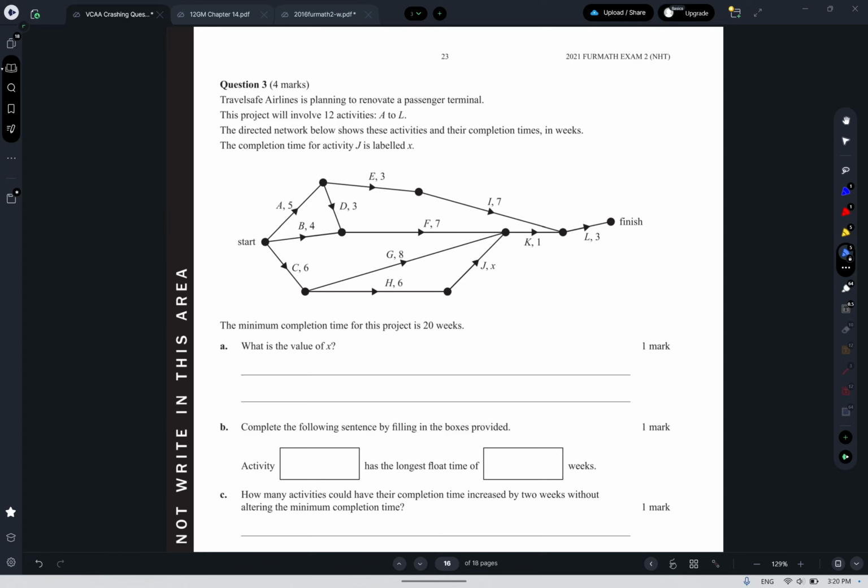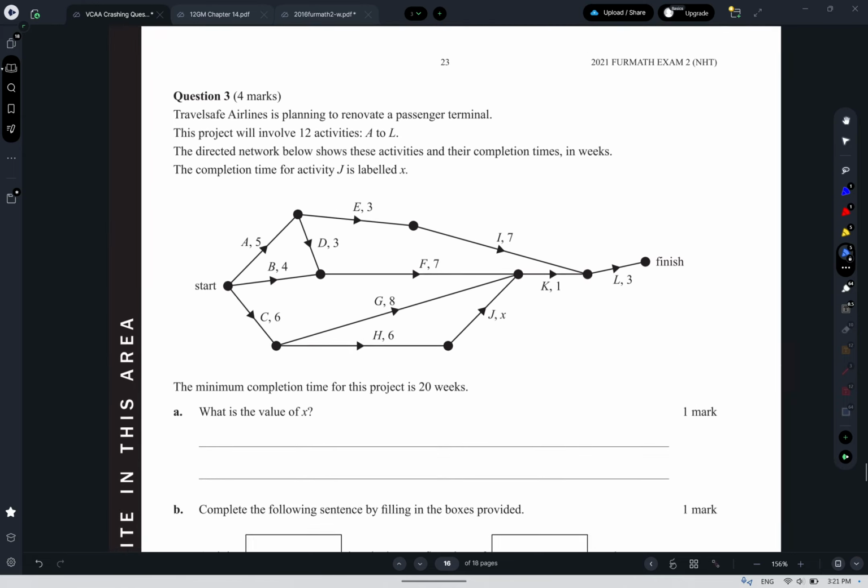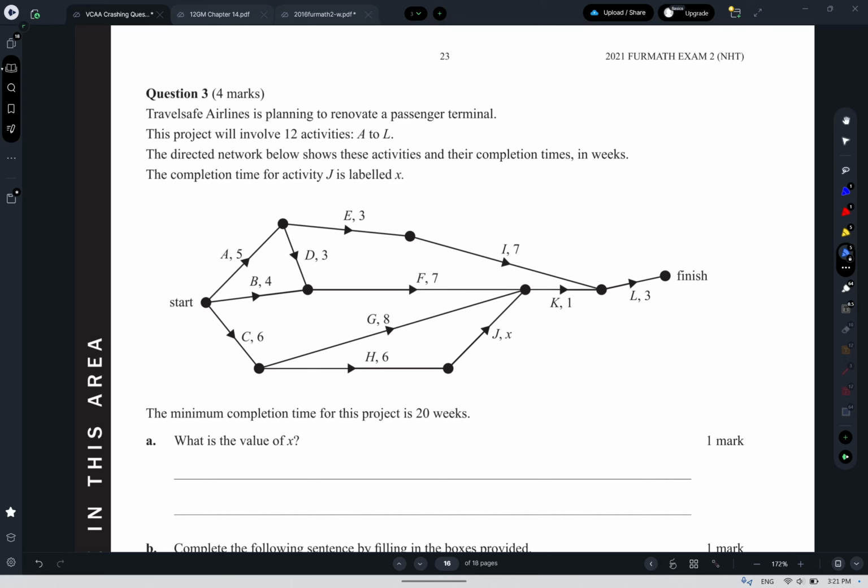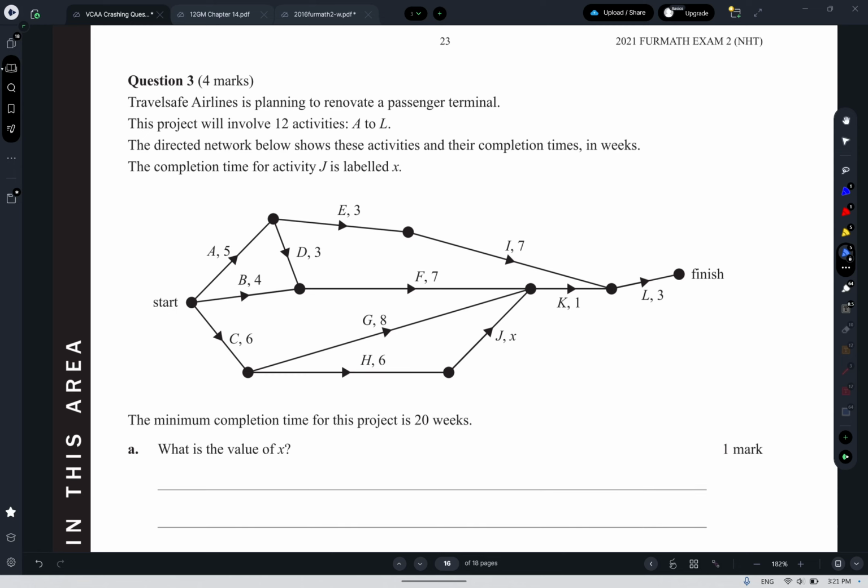Hello, this is the 2021 General Math NHT Exam 2, question 3, on networks. So we have an activity network. It's got 12 activities, A through L. The directed network shows the activities and their completion times in weeks. The completion time for J is labeled as X, so that's that one there. We know the minimum completion time is 20 weeks. Find the value of X.